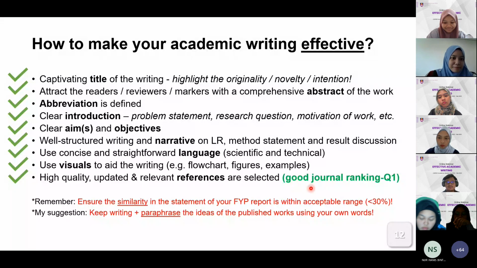And I always suggest to go for good journal ranking, which is go for Q1 first before you go to Q2, Q3, or Q4. And of course, for your F5T report, as what I've been told by Dr. Raiha, it must be less than 30% of the similarity. So make sure that you write your report within this acceptable range.